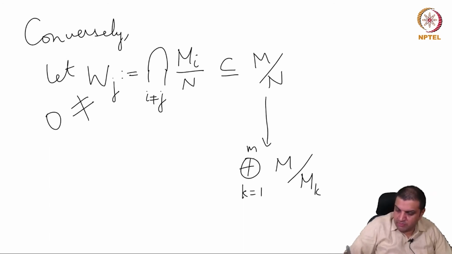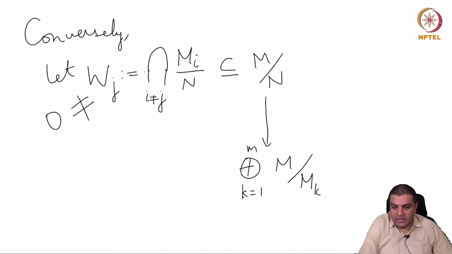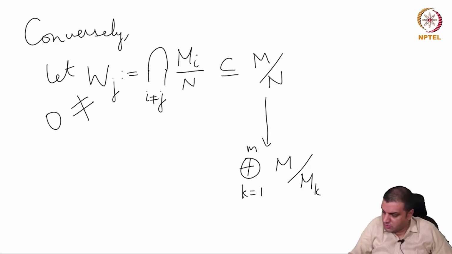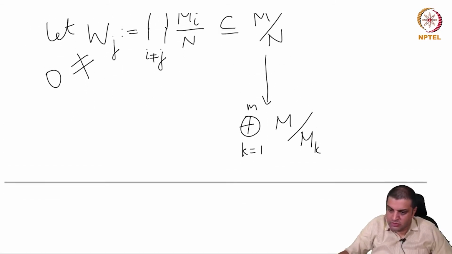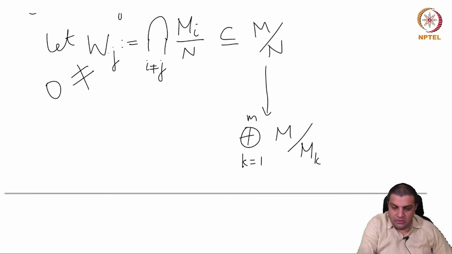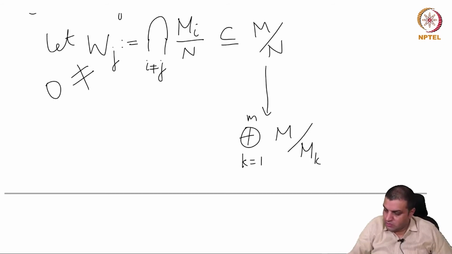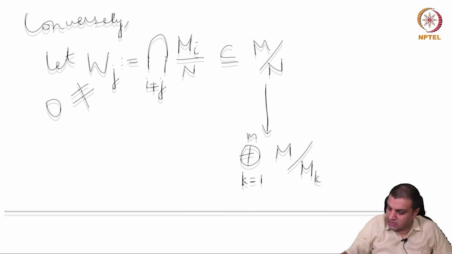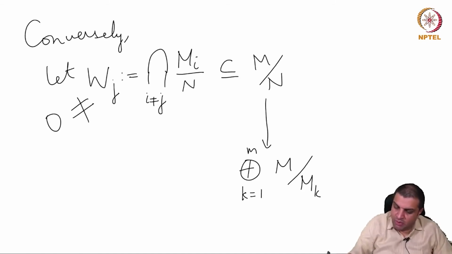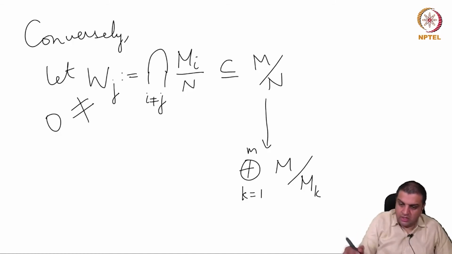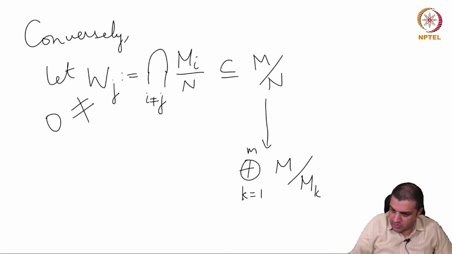If you take this map and look at where this lands, let's take a look at this thing. Elements here belong to Mi mod N for i different from j. So in this factor, for a k different from j, it gets killed. So the image of Wj inside M mod Mk is 0 unless k equals j. This is also injective.